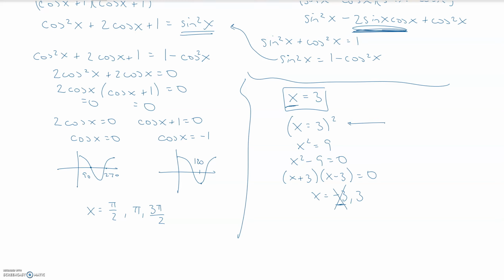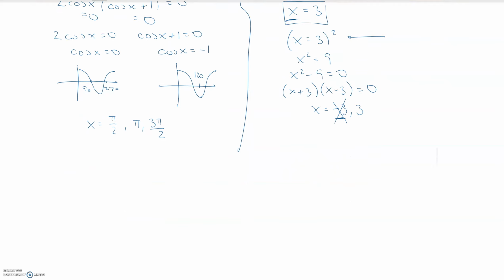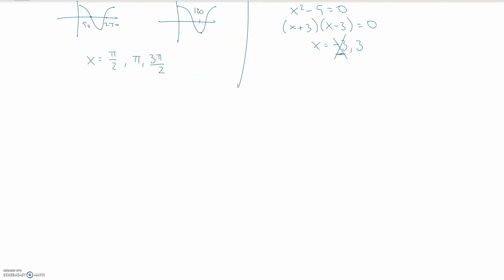Solving an equation by squaring the whole thing creates the possibility of answers that look like answers, but they're not really answers. So at this point, with our 90, 180, and our 270, we have to check our answers in the original equation. The original equation, remember, was cosine x plus 1 equals sine x. And we have to get rid of any answers that aren't actually answers. So I'm going to check pi over 2.